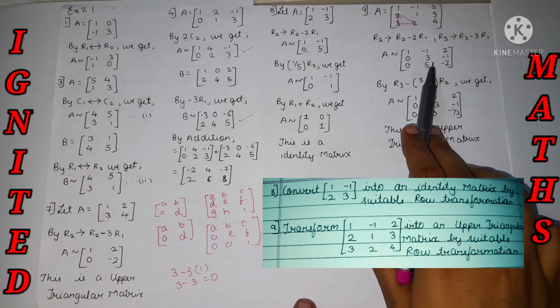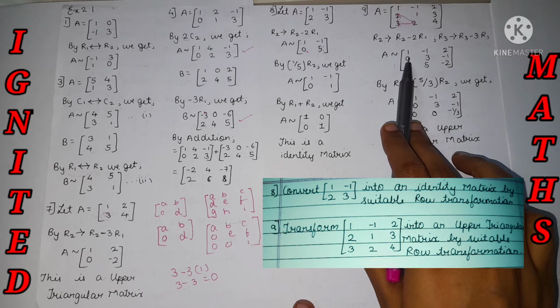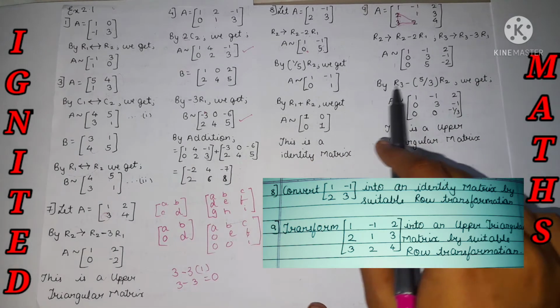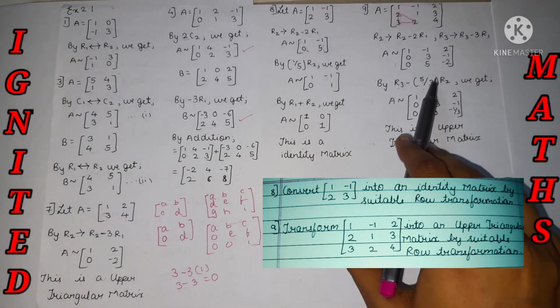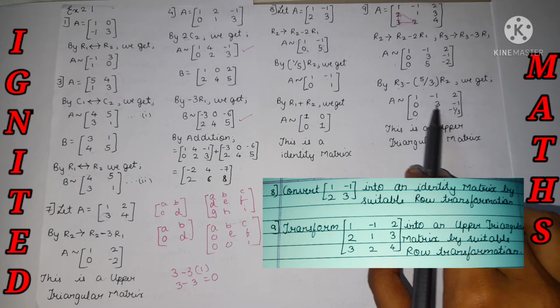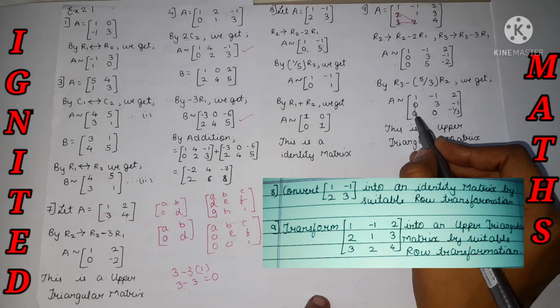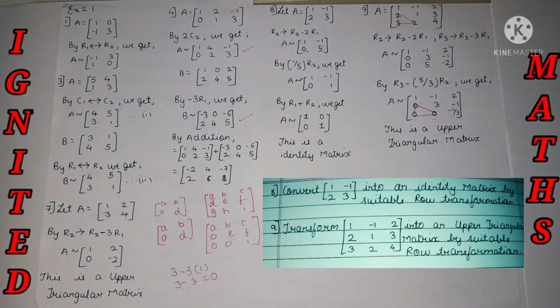At this element also we need to bring it to 0, without disturbing the other elements over here. So what I have done is R3 minus 5 by 3 R2. If I do the operation over here on R3, it brings this element to 0, and the rest of the terms are not disturbed. So this is nothing but an upper triangular matrix, and that's the answer.